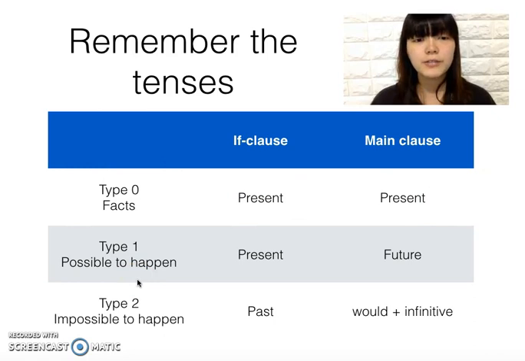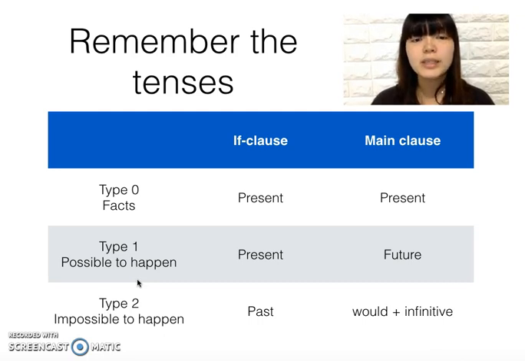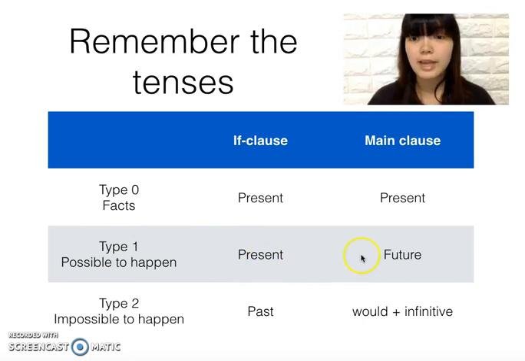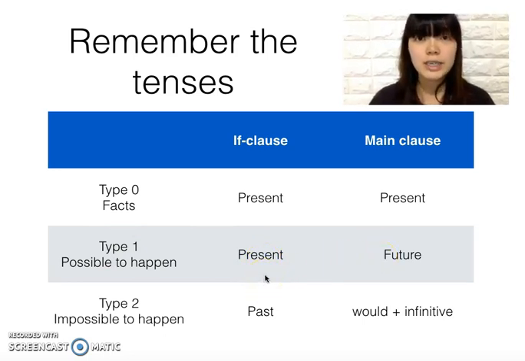But for type 1, if you want to talk about something that hasn't happened yet but is very likely to happen, then we will use type 1. And you will use present tense in the if clause and future tense in the main clause. For example, if I study hard, I will get a good result. Okay, so this is present and future, type 1.